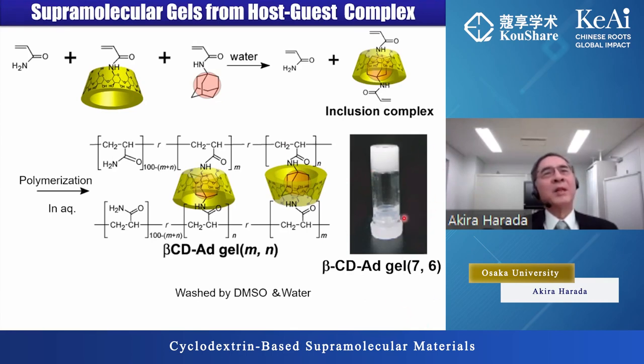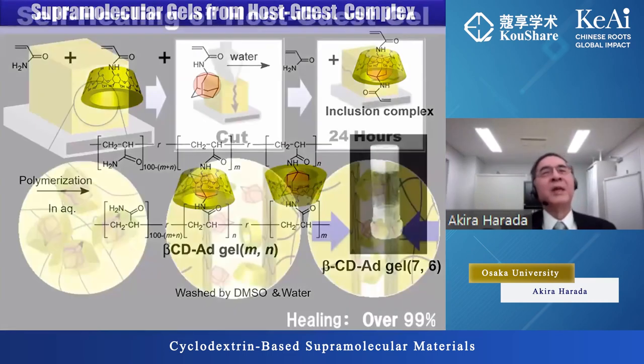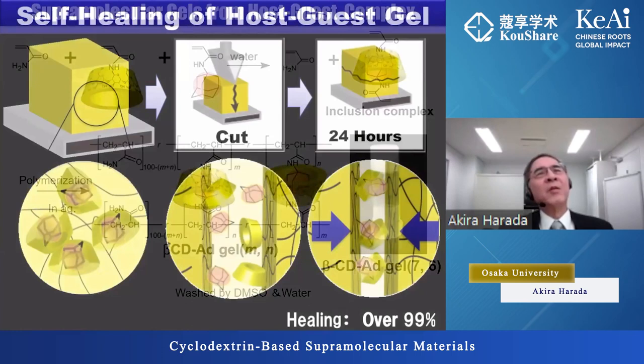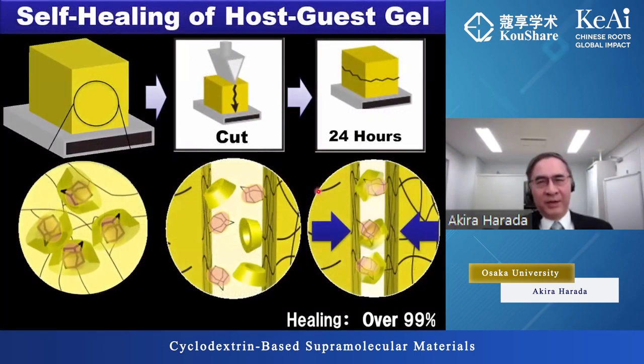Such a white opaque gel. In this case, the gel was made only by the host-guest interactions right here. When the gel was cut by a knife, the host-guest interactions were broken, but when the gel pieces were brought in contact, the gel pieces adhered to each other to give a single gel right here. In this case, the gel strength recovered over 99%. Almost perfect self-healing has been achieved. So this is the original, no different from the original gel here.